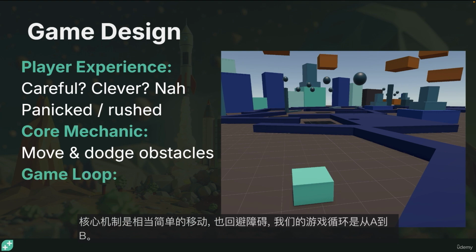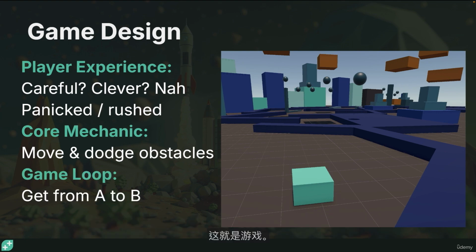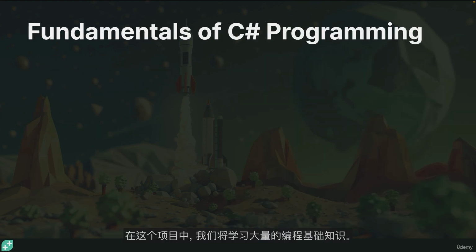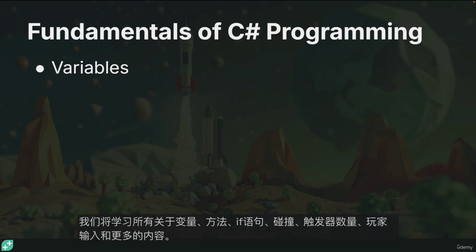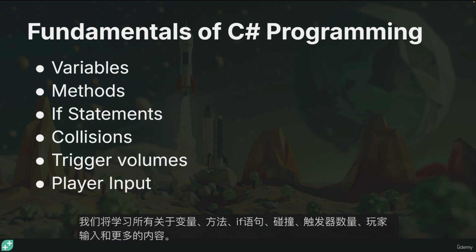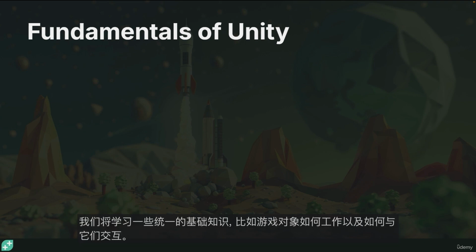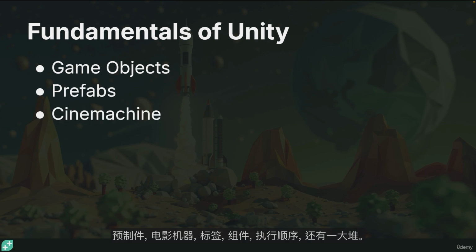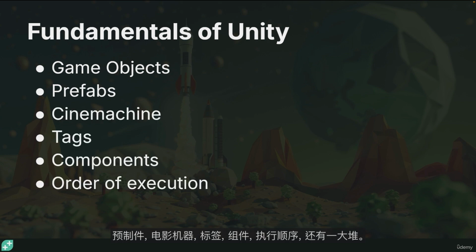And our game loop is get from A to B. That's the game. Now, what do you do in this game? Well, you're getting from A to B. And in this project, we'll be learning a ton of fundamentals of programming. We'll be learning all about variables, methods, if statements, collisions, trigger volumes, player input, and a bunch more. We'll be learning some of the fundamentals of Unity, like how game objects work and how to interact with them, prefabs, Cinemachine, tags, components, order of execution, and a whole bunch more.